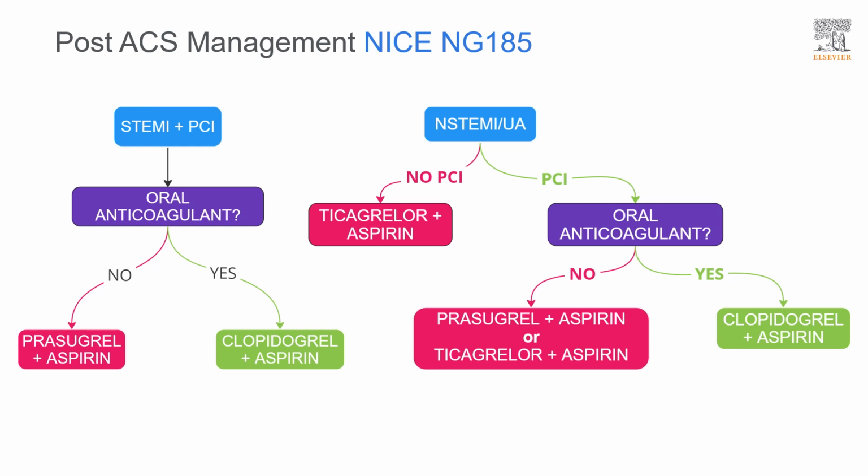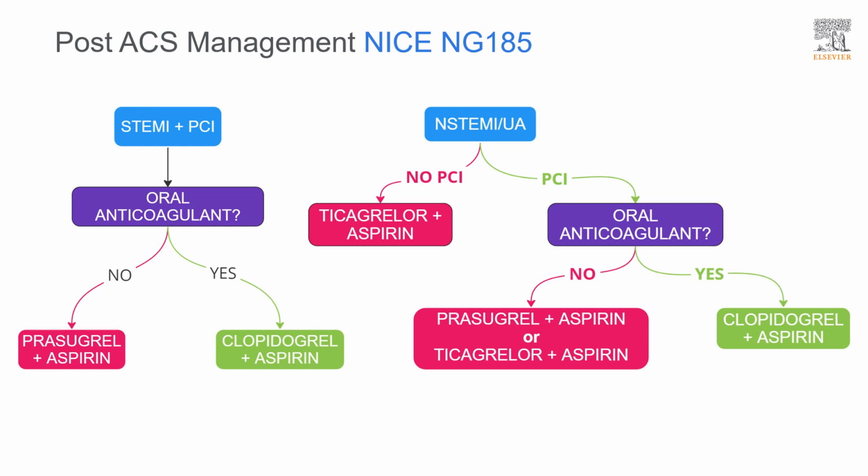Now, compare this. If we've got a patient who's got NSTEMI or unstable angina, again, it's very much dependent on whether they've had PCI or no PCI. Because NICE recommends that if they've not had a PCI, then you need to use ticagrelor and aspirin unless the bleeding risk is high. And again, this is based on the evidence that ticagrelor is superior to clopidogrel, but ticagrelor does have an increased risk of bleeding compared to clopidogrel as well.